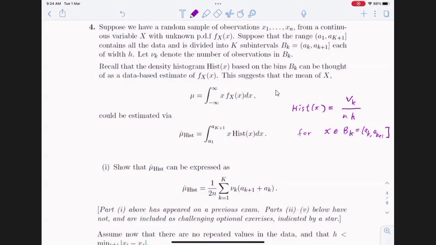Between a subinterval ak to ak plus 1, and within different intervals, just like in the previous question, there will be a difference in k. There will be different values. So you may need to partition the interval according to these subintervals.